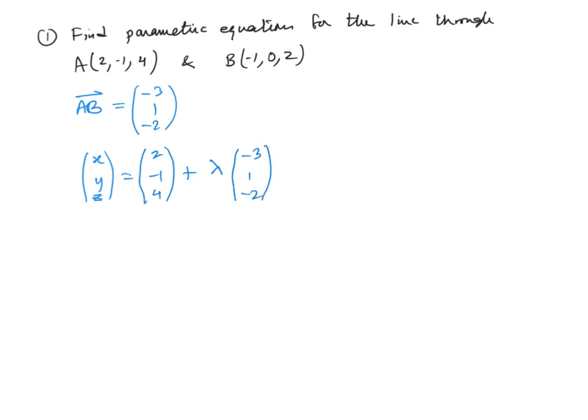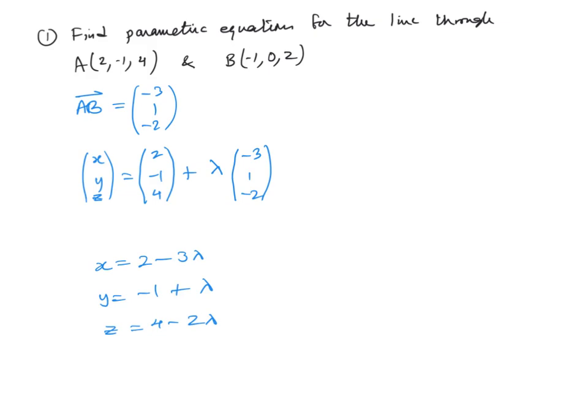And so that's the vector version, but the parametric version of that would be x equals 2 minus 3 lambda, y equals negative 1 plus lambda, and then z equals 4 minus 2 lambda. I got that again: x equals 2 plus lambda times negative 3, y equals negative 1 plus lambda times 1, z equals 4 plus lambda times negative 2. So there they are, the parametric equations of the line.